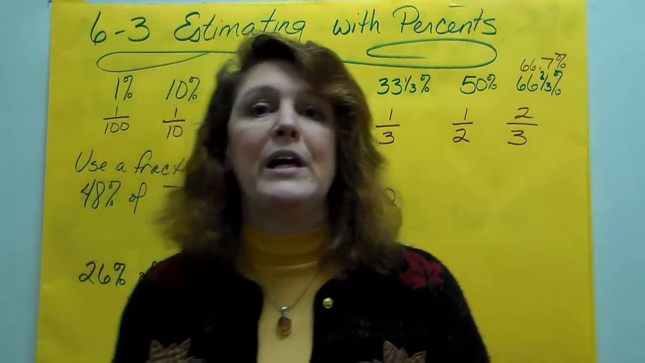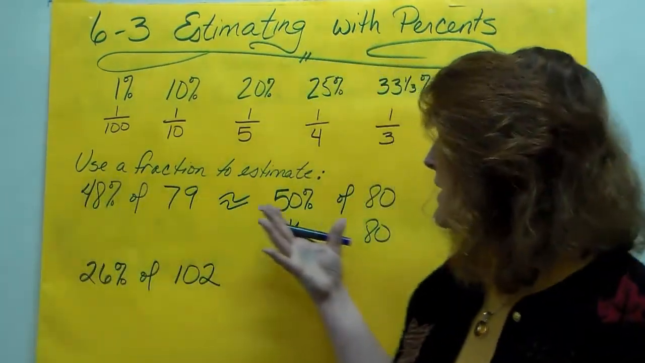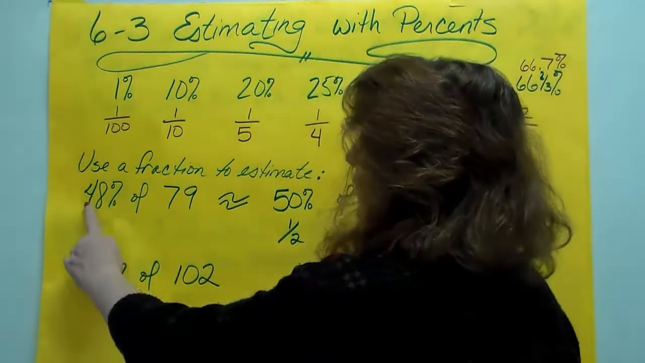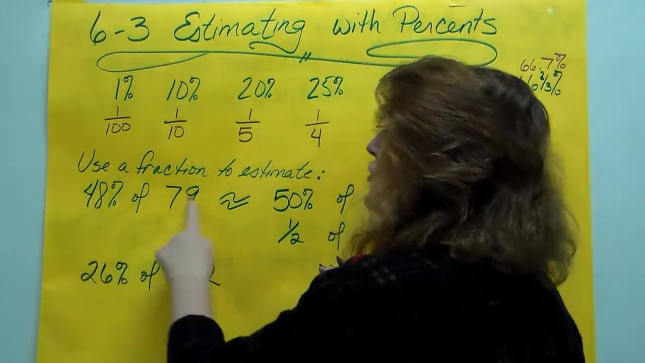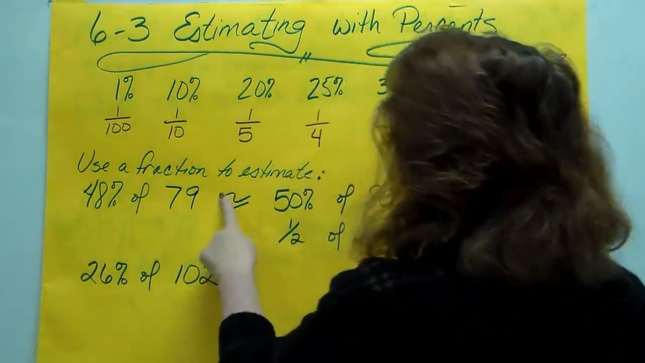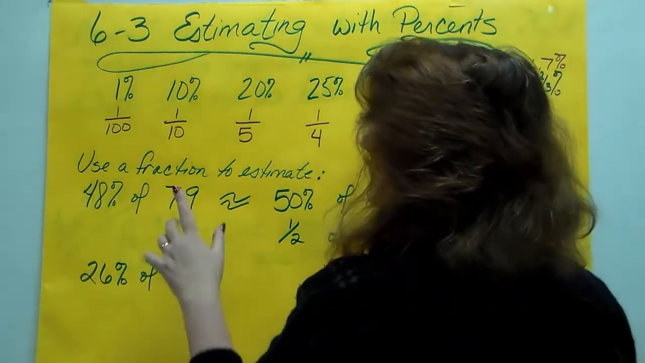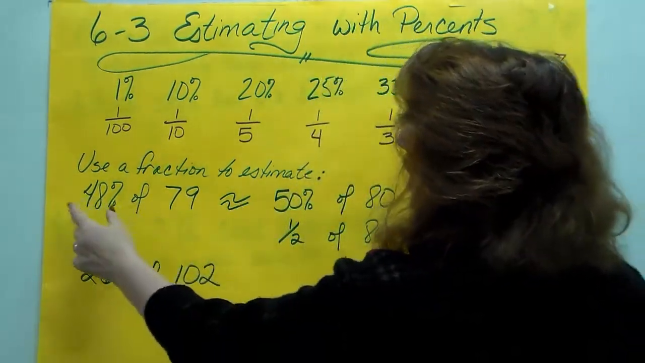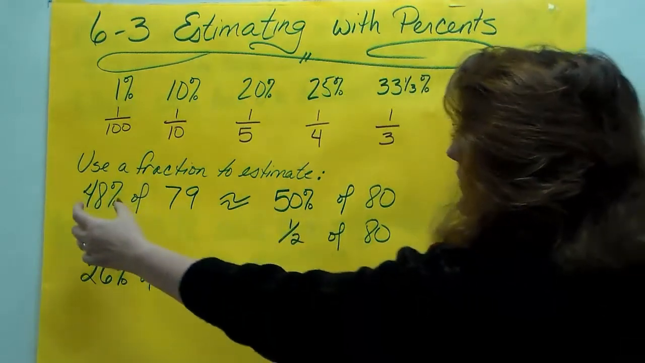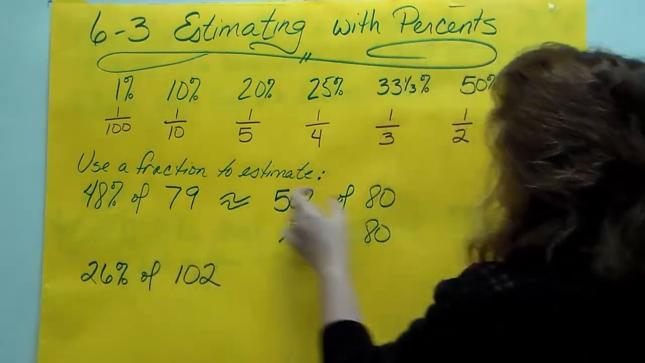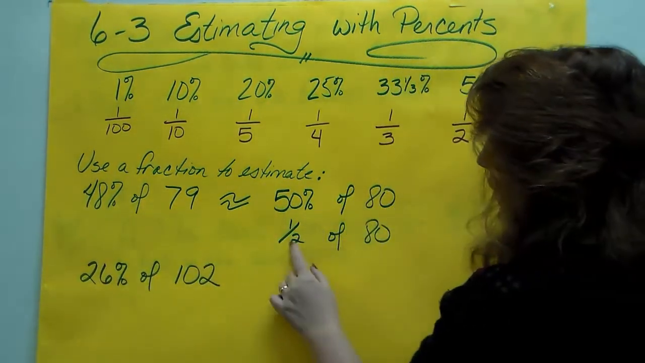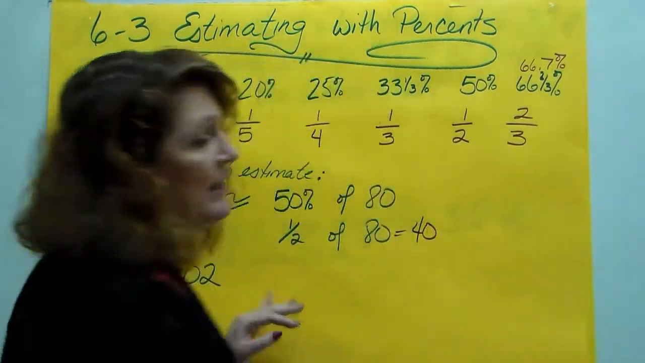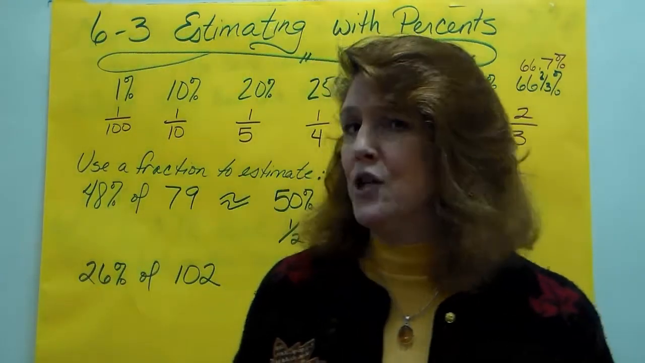So when we estimate some of these percents, we're not going to find 48% of 79. We're actually going to estimate both of these numbers. And this equal sign that's wavy, this means about. So 48% of 79 is about 50%. I'm going to round that to 50%. I'm going to round this to 80. Well, that's half of 80. And I can do that in my head. And there's very little math required. It doesn't hurt or anything.